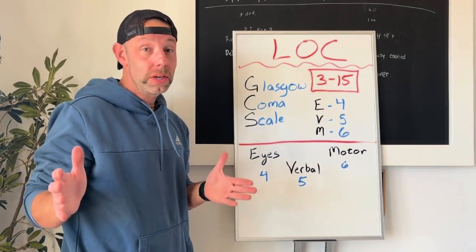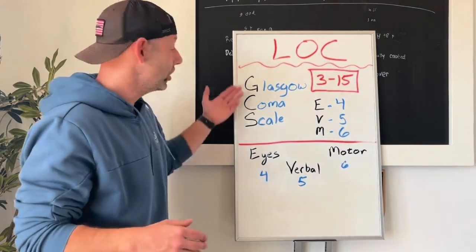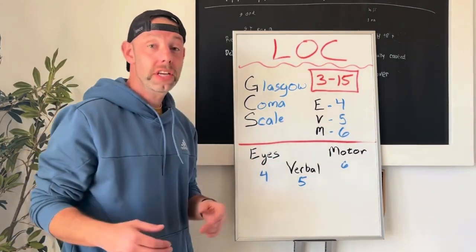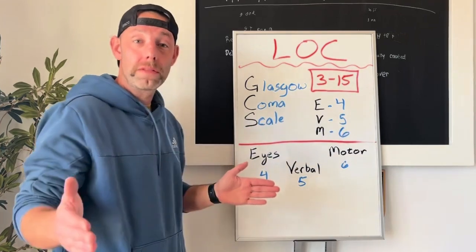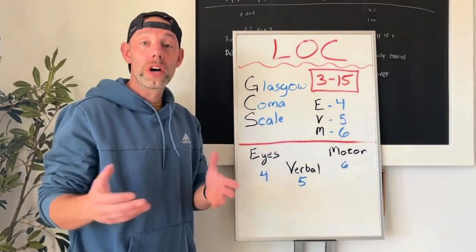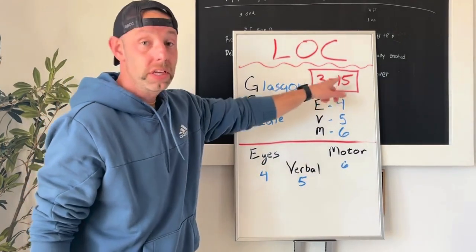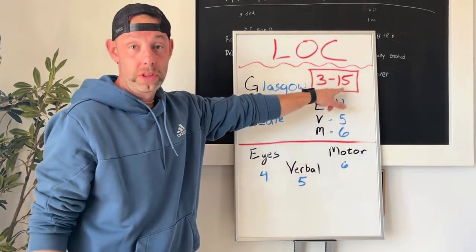Now we're going to hit the big dog, the one that most people are intimidated by when they first get to this: our GCS, or Glasgow Coma Scale. In our GCS, you can have a score of 3 all the way to 15. The lower the score, the more unconscious and the less responsive you are. So 3 to 15. No less than 3, no more than 15.